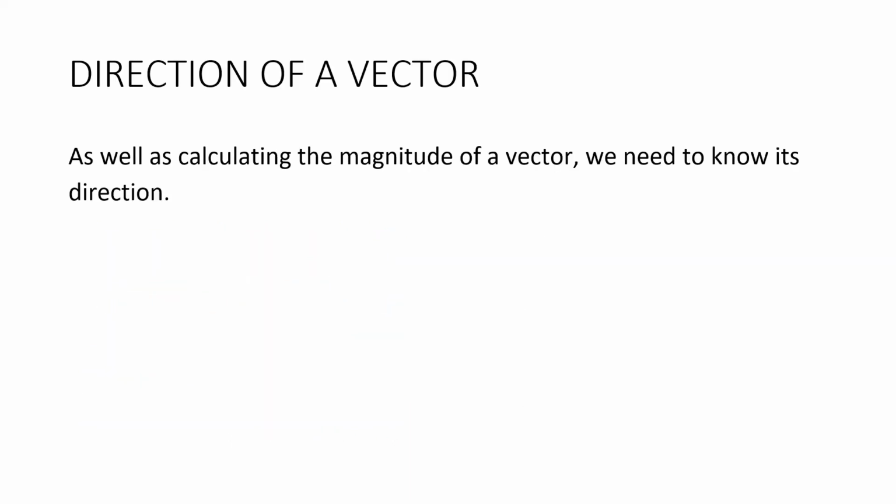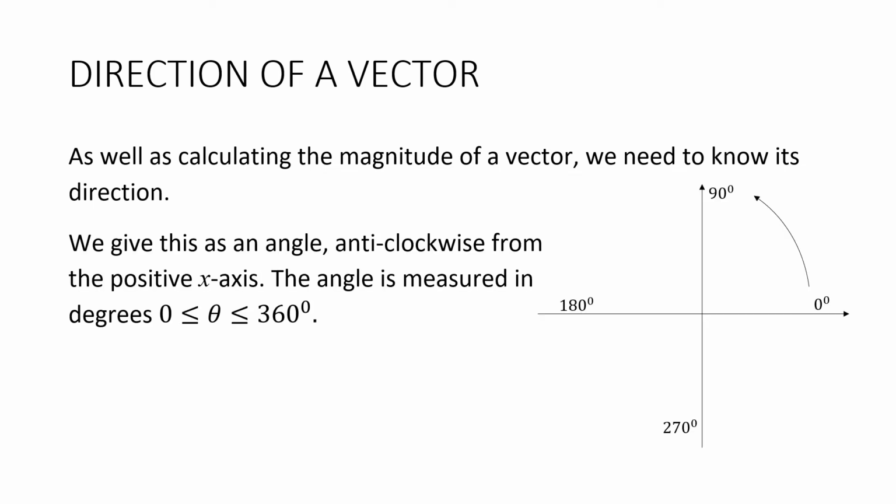Now, as well as calculating the magnitude of a vector, we need to know its direction. And we give this as an angle anti-clockwise from the positive x-axis. And the angle is measured in degrees between 0 and 360 degrees.